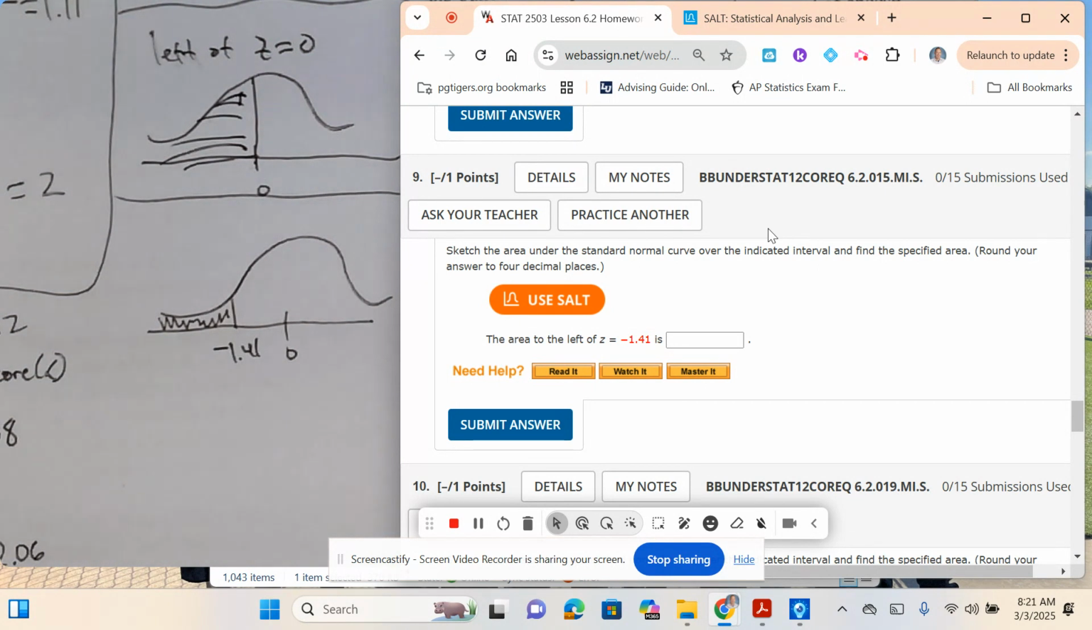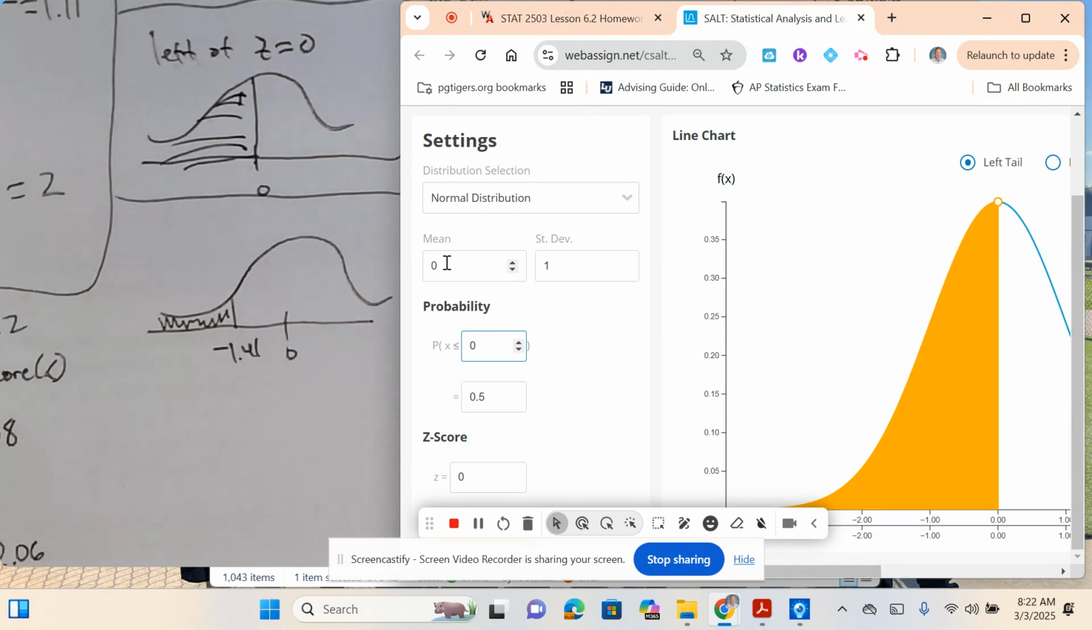Keep in mind, I can click use salt, or I could go back to my original salt one. My mean is 0. My standard deviation is 1. When I'm talking about the z distribution, it's mean 0, standard deviation 1. I'm winding up with probability left because it said left again. But what's my x this time? My x this time is this z value, negative 1.41. So I plug that in there, and then I get this value right here. This is my answer. So it does all the work for you. I just didn't cover it.